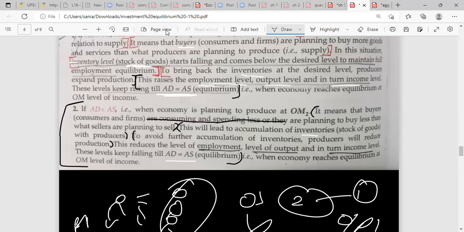Okay, write it down. This is the full opposite of the previous one. So what you will write from here: it means that buyers are planning to buy less than what sellers are planning to sell. First point. Then this will lead to accumulation of inventory, stock of goods with the producer. Second point. Next, to avoid further accumulation of inventory, the producer will reduce production. Next point. And then this reduces the level of employment and income. Next point. And these levels keep on falling till this becomes equal to this. Clear? Okay, clear.